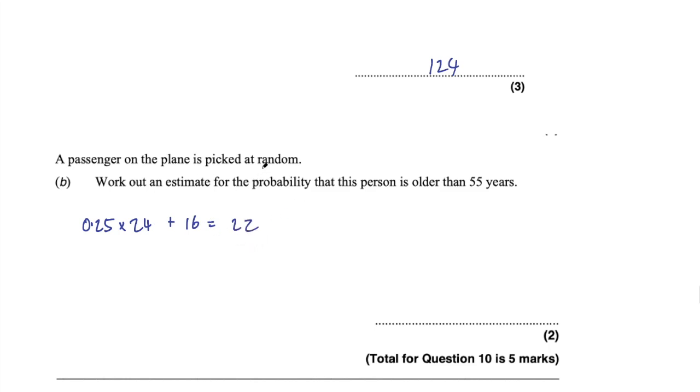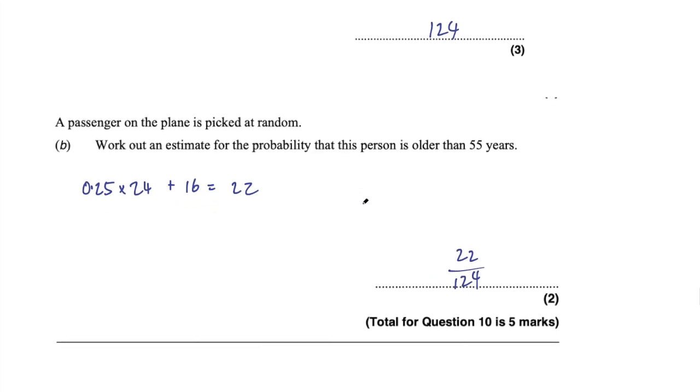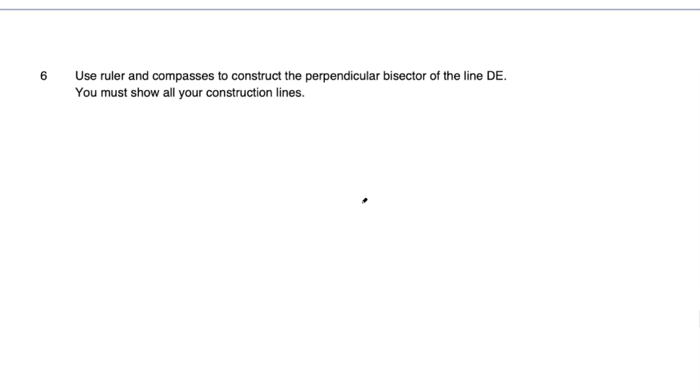So now we want the probability. The probability is that number out of the total. So 22 out of 124, the total number of passengers. And it doesn't say to simplify, so you can leave your answer as that. Okay, so that are 2 histogram questions.